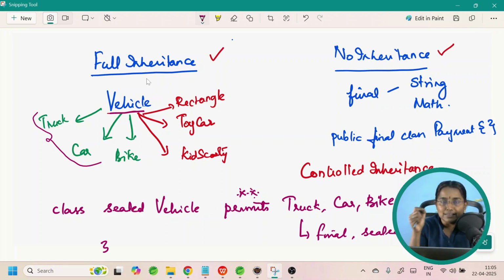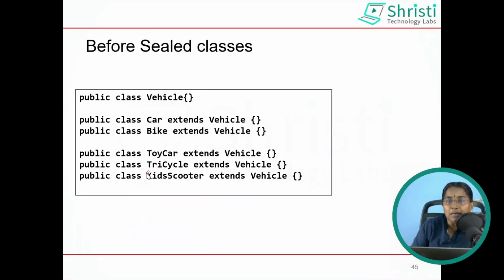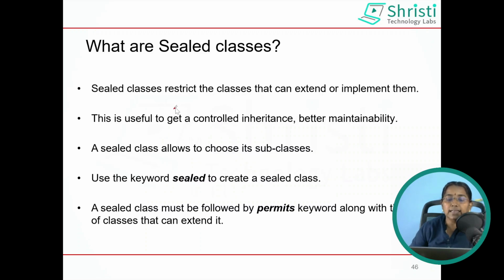Now let me start with the slides. So this is the example that we have got. Before sealed classes, when I create a class, any class can extend Vehicle, even the irrelevant classes. To avoid this, to have controlled inheritance, we go in for sealed classes. Sealed classes restrict the classes that can extend or implement them. This is used for controlled inheritance and better maintainability. A sealed class always chooses its subclasses by using the keyword permits.